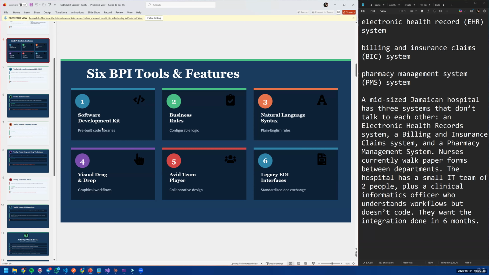Which other one? Give me the next one. I'd say the visual drag and drop, sir. Can you say why? Since the clinical informatics officer understands the workflows, they will be able to understand the visual drag and drop since it uses graphical workflows.